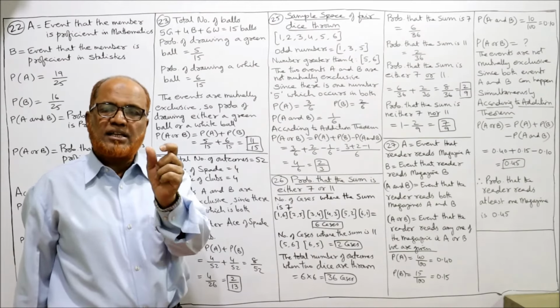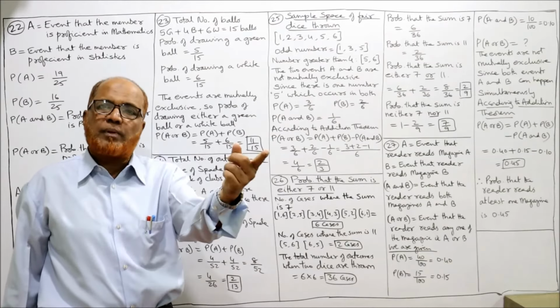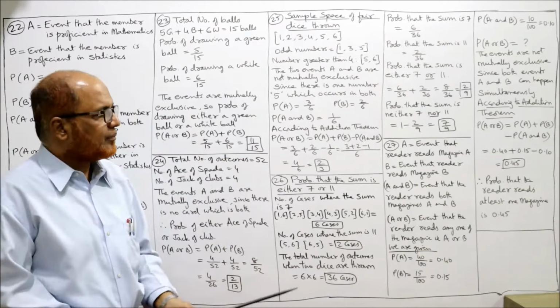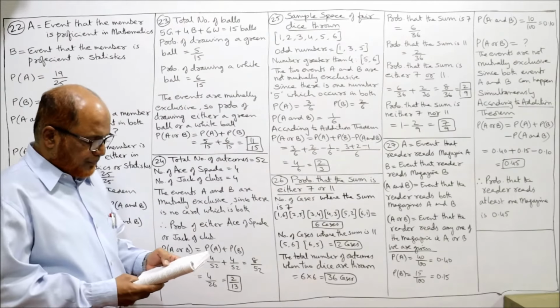So the probability that the sum is neither 7 nor 11 is equal to 1 minus the probability that the sum is either 7 or 11. So 1 minus 2 by 9, that is 7 by 9. That's it. This is problem number 26. Now see the 27th problem.